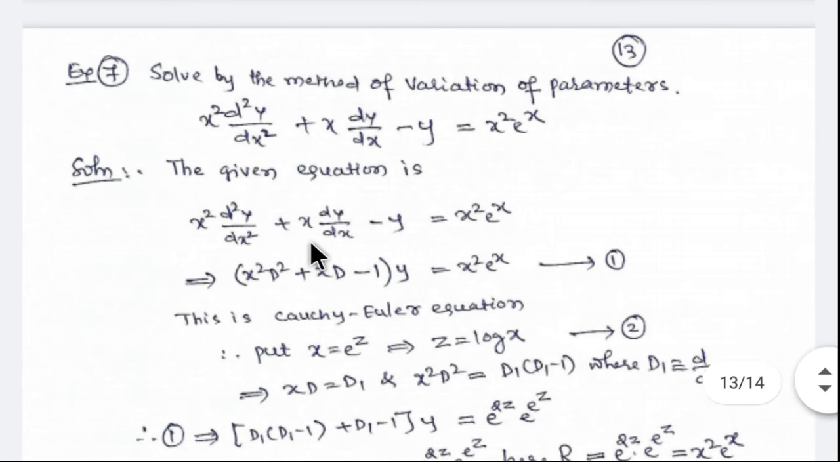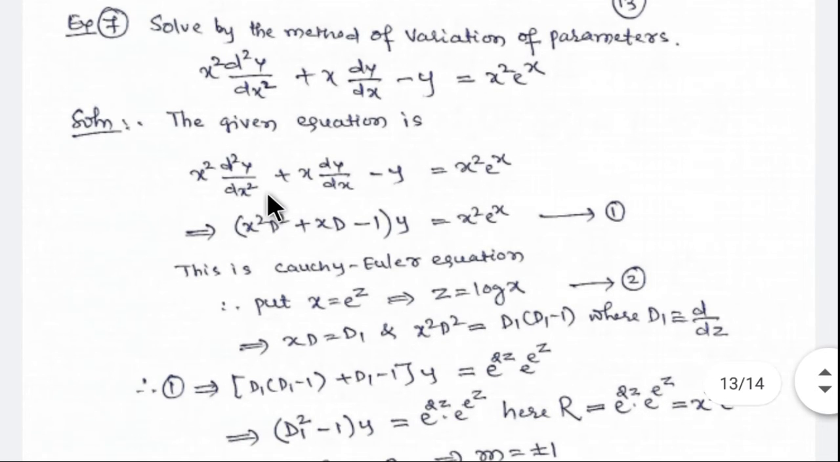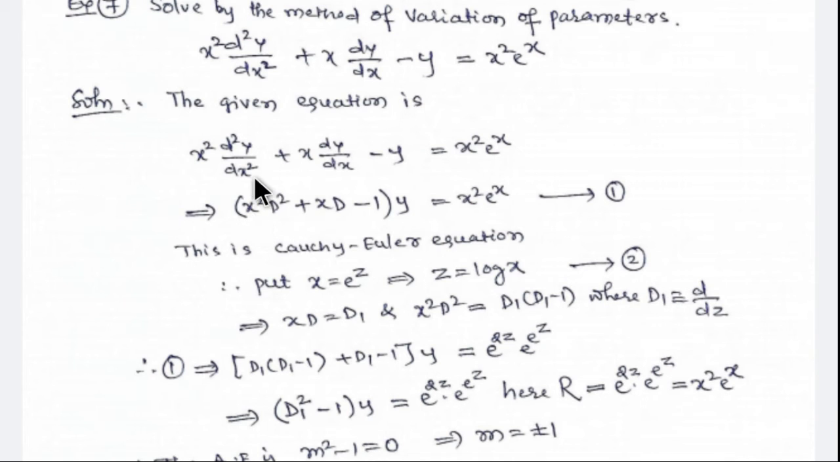For the complementary function, you can use the Cauchy-Euler equation method, writing it in the symbolic form, and find the complementary function first. But here it is not given, and it is not easy to find the complementary function here.